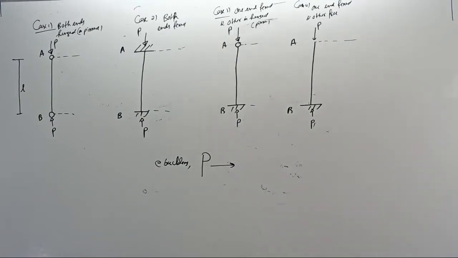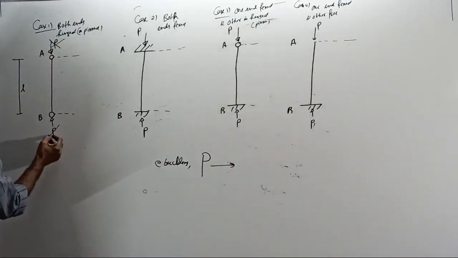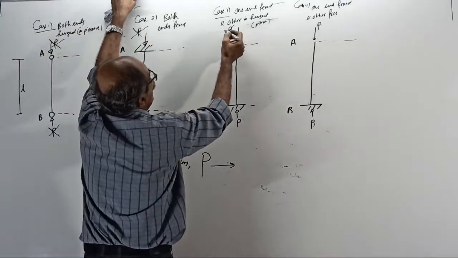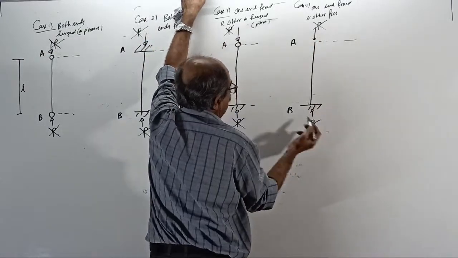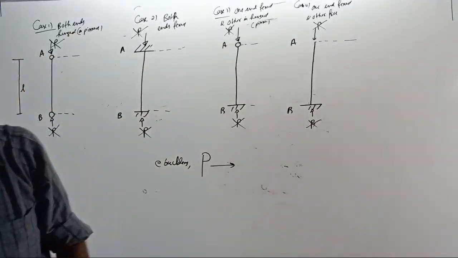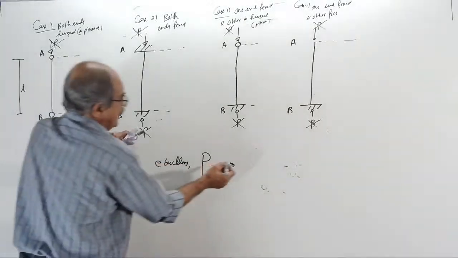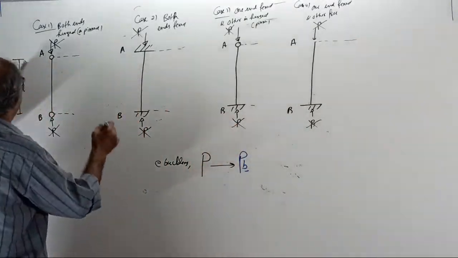Later P will vanish. You tell it, hey P, you get out. Your name will be changed later. First, a light load, a very small load, so that there is no buckling. Later you tell, hey P, you are going to change your name to PB. Now the P becomes PB. See, blue color. Now, tell me the elastic curve.